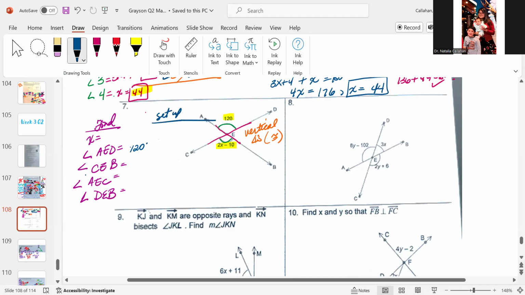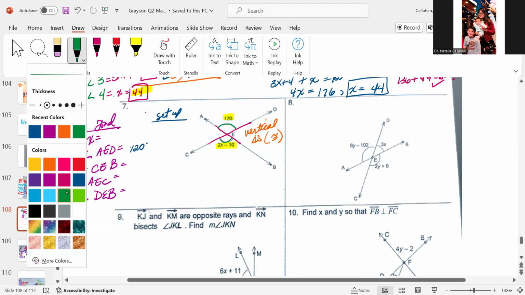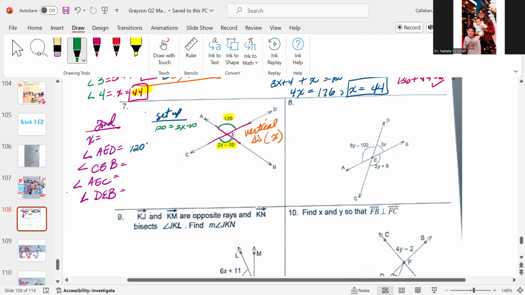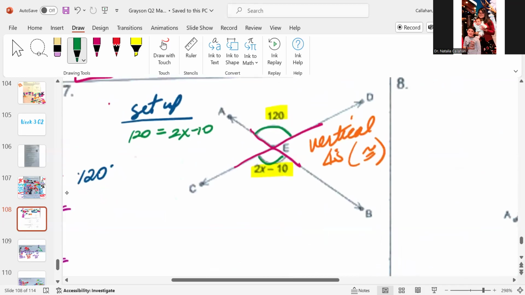So make sure you write that down, setup. So the setup is what equals what? How are you gonna set it up? Didn't we say vertical angles were equal? So AED is equal to CEB. Do you see that? So when you set this up, I want you to write it down.